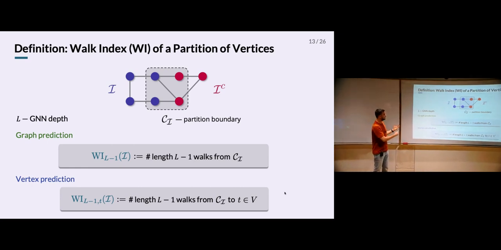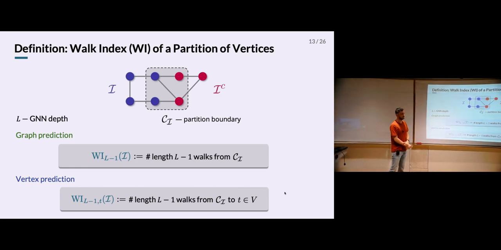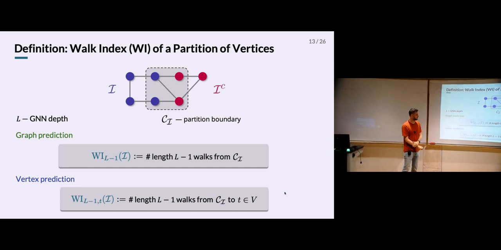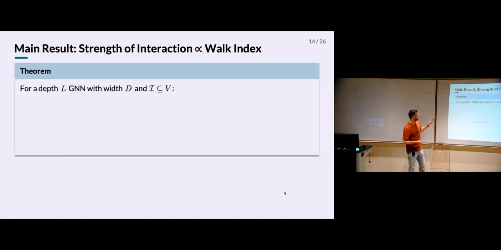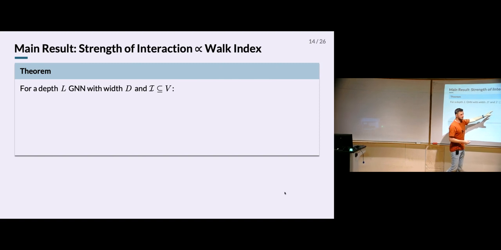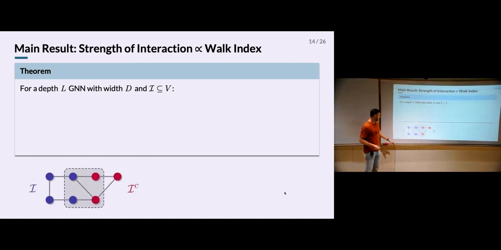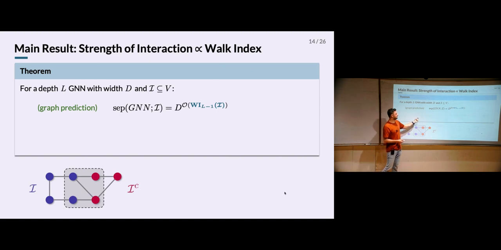Basically, this counts something about the computation graph of the GNN, because it keeps aggregating messages from the neighbors. Now, with this definition in place, we're ready to see the main result. For a depth L GNN of width d, where the width is the size of the hidden dimension of the embeddings, and any subset of vertices I, we have a partition induced by this subset. What we show is that the separation rank of the GNN with respect to I is upper bounded by the width d to the power of the L minus 1 walk index of I.